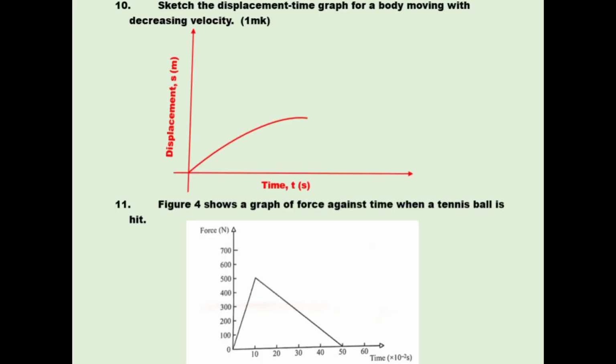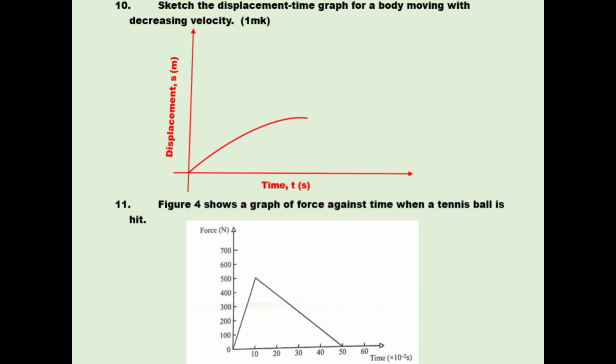Let's go to question 10. Sketch the displacement time graph for a body moving with a decreasing velocity. We know the slope of a displacement time graph represents velocity. Slope is velocity. That means the slope should be decreasing. And of course now you can see the graph. When the slope is decreasing, it will be curving as shown. That means the slope should be decreasing because the slope is now the velocity. In other words, that is a curve of deceleration. It's a deceleration curve.